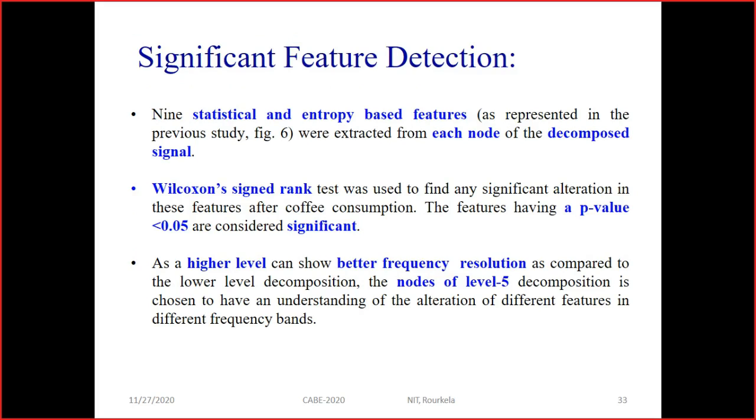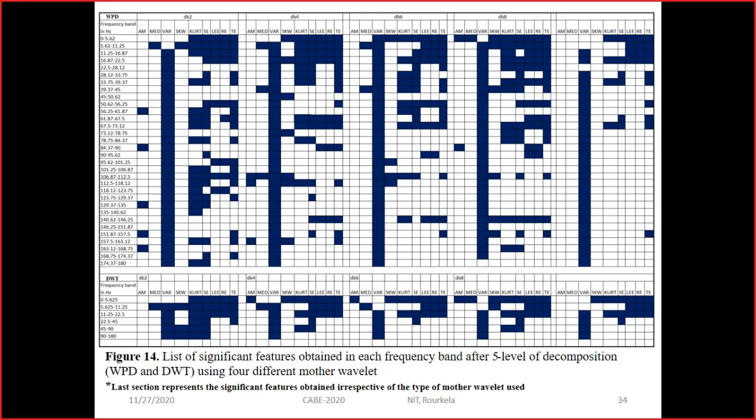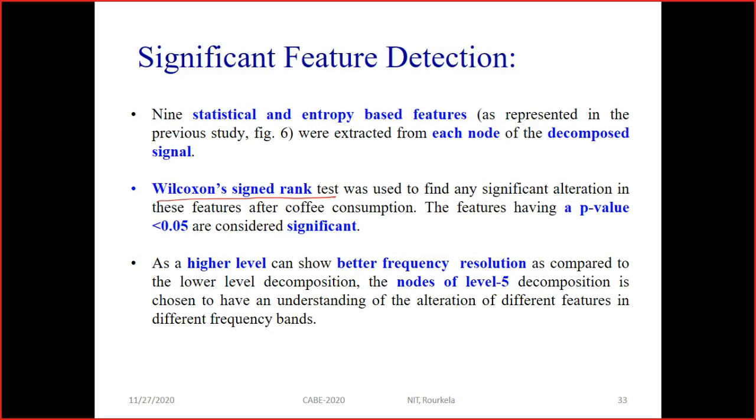For significant feature detection, nine statistical and entropy based features, as represented in the previous series, were extracted from each node of the decomposed signal, and then he did the Wilcoxon signed rank test. Then he used these important values for the analysis. Over here he has just shown the level 5 decomposition results.